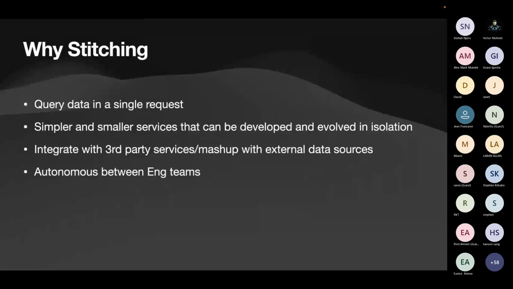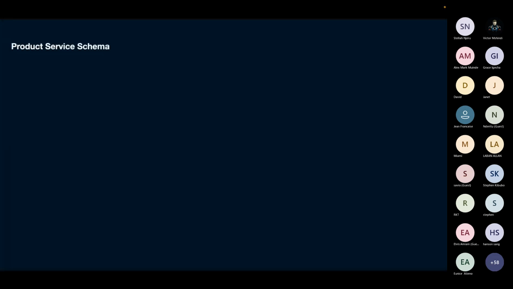Again, I mentioned there are different ways to build a gateway with GraphQL: Apollo Router, Apollo Federation, and of course, schema stitching. You can have a look at those examples as well. So let's have a look at one of these. For example, let's say we have different services, and in this case, we have a product service, and this is its schema. It's fairly straightforward. We have an ID, name, SKU, and a price.